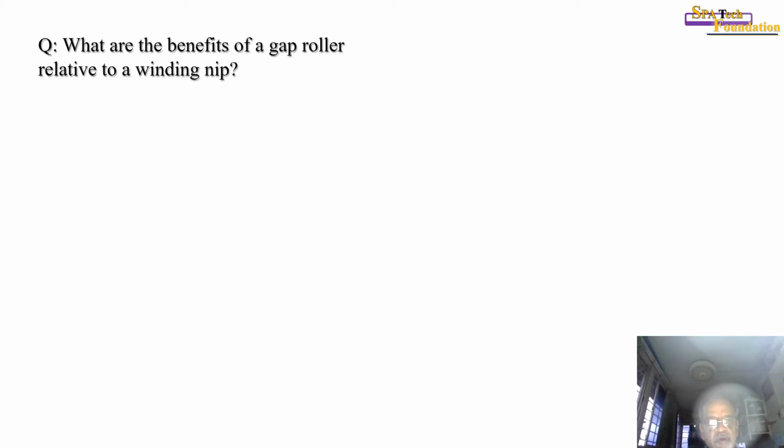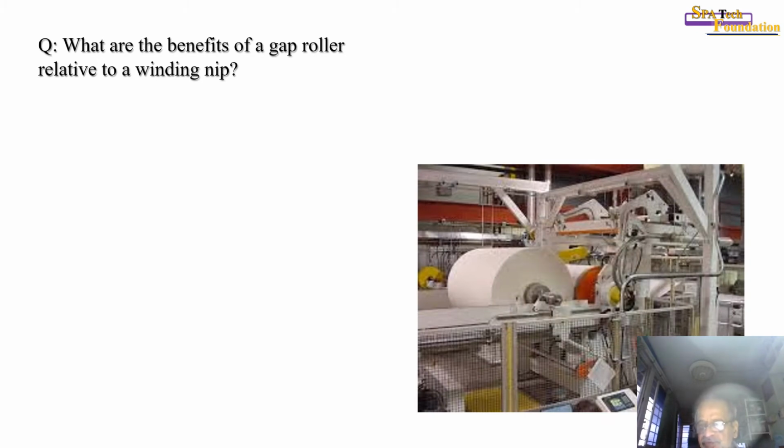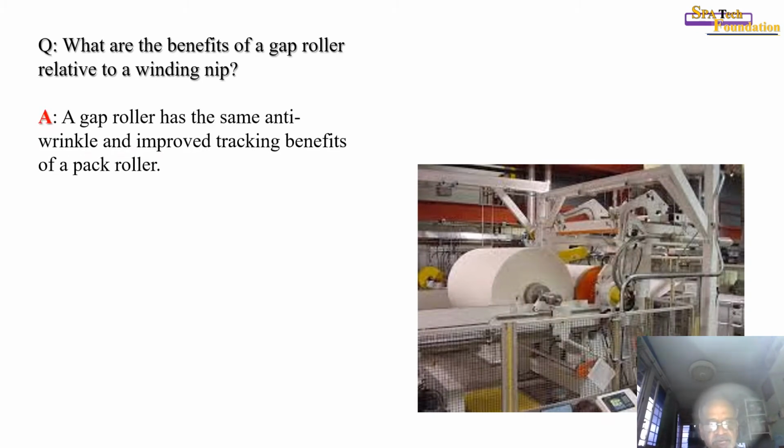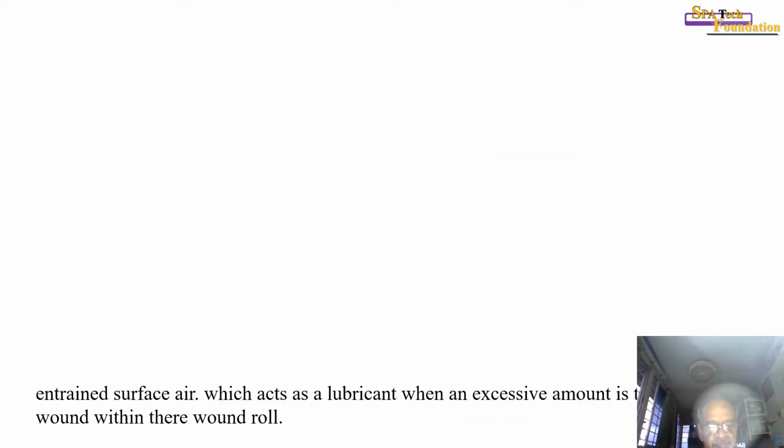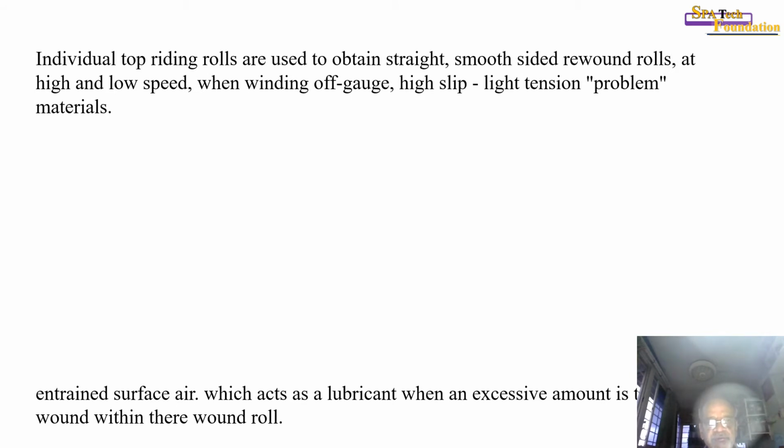What are the benefits of a gap roll relative to a winding nib? Here is a picture, you can have a look. A gap roller has the same anti-wrinkle and improved tracking benefits of a pack roll. However, since it does not create pressure or force on the outer layer, there is no air squeeze or nip included. Tension benefits: individual top riding rolls are used to obtain straight, smooth-sided rewound rolls at high and low speed.